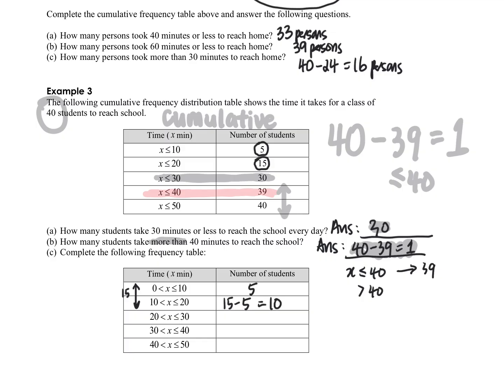Okay? Then up to 30, I have 30 of them. So how to find between 20 to 30? I need to take the difference between these two. So 30 take away 15, so there's 15 here. Okay, then between 30 to 60, I need to take the difference between these two. So 39 take away 30, that's 9. And then the last one, 40 take away 39, so I'm left with 1. If you double check all these numbers, they should sum up to 40.